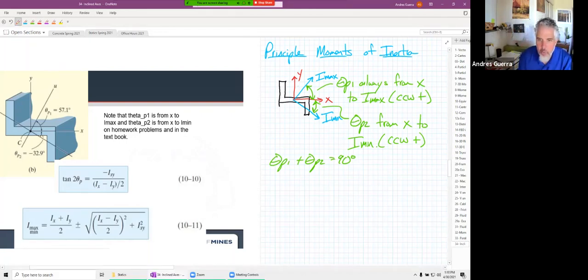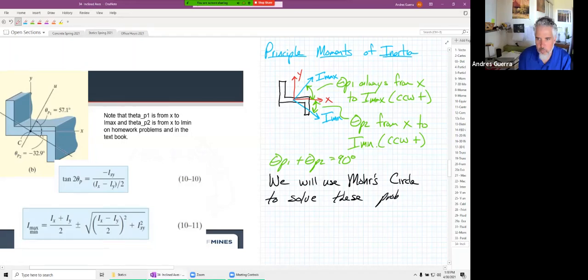And actually, we are going to use something called Mohr's circle to solve these problems, which we probably won't get to today, but we will definitely get to on Monday. Monday's lecture topic is Mohr's circle.